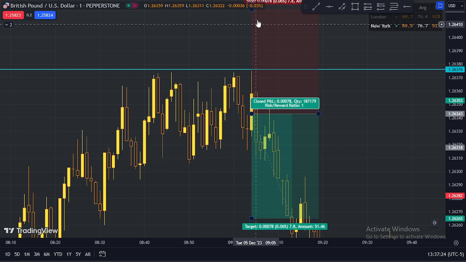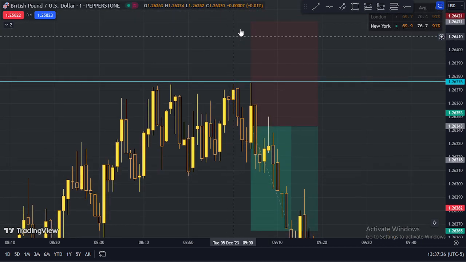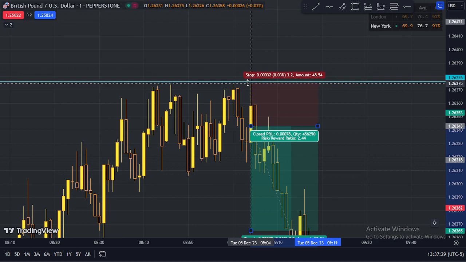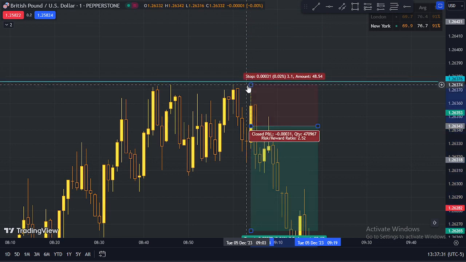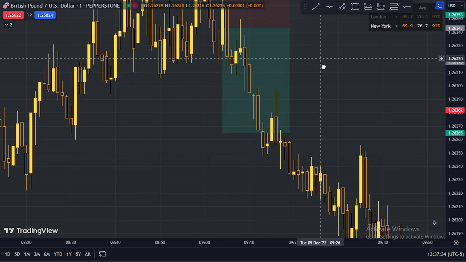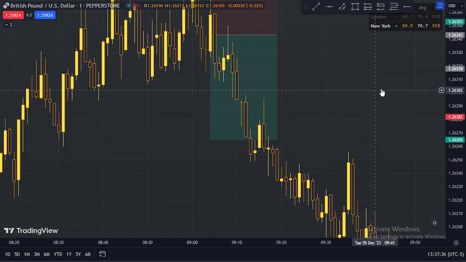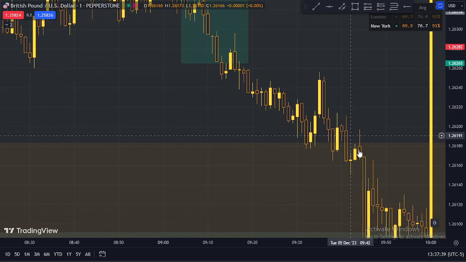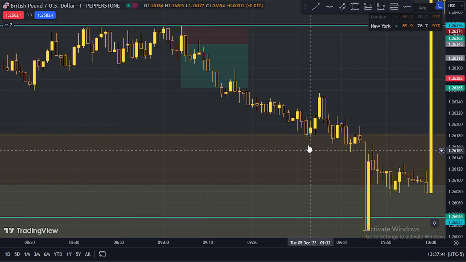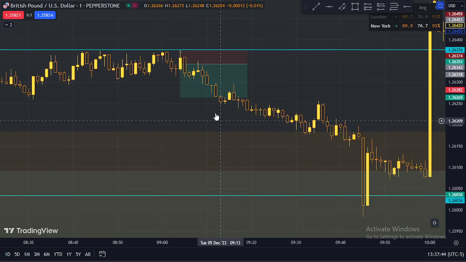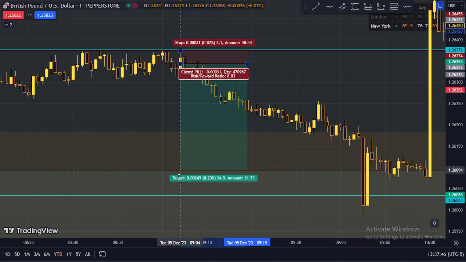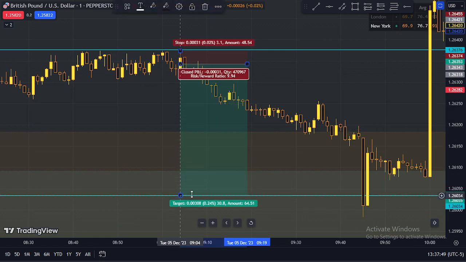And this is why ICT concepts are better than any other in the trading space, because look at the stop loss, very small. So even if you're risking $1,000 for that, it's quite okay. So targeting the equal lows, if you remember, Thursday's low and Monday's low. This was a 9.4 hour trade.